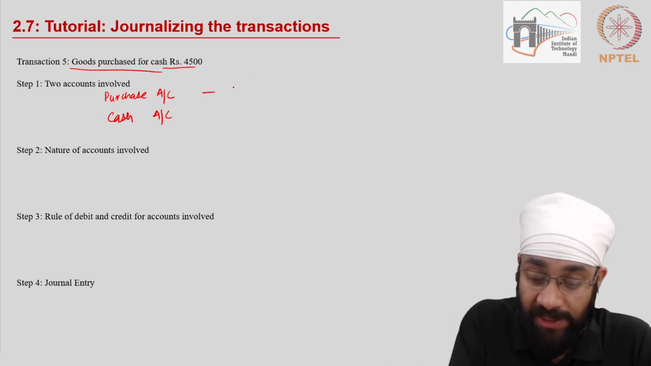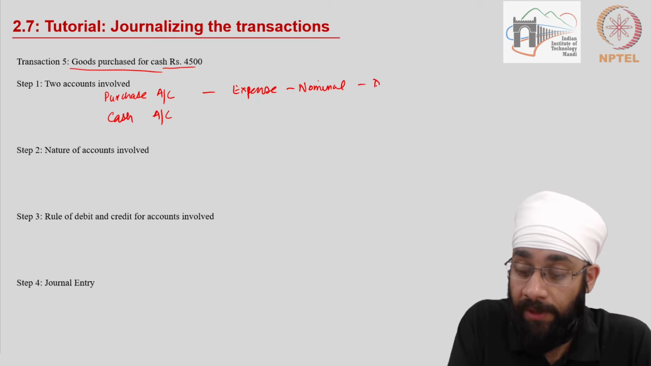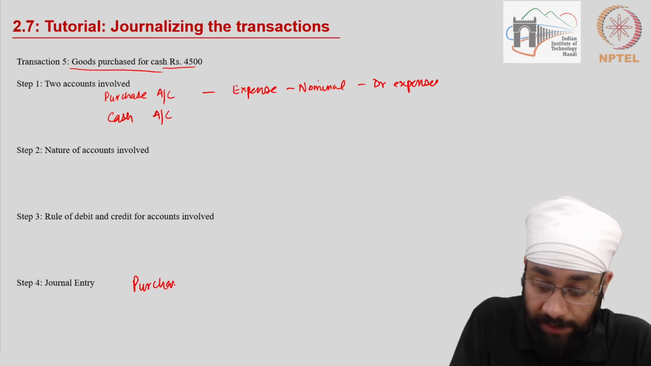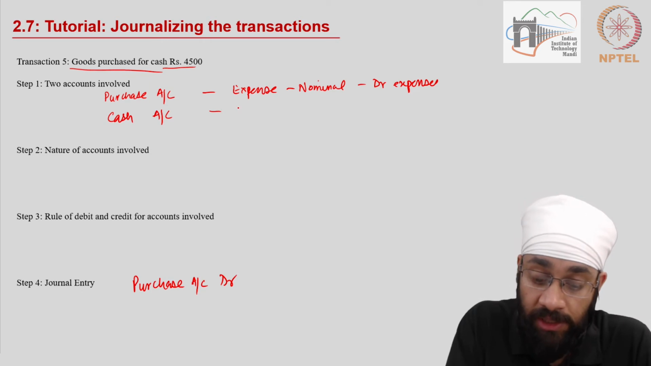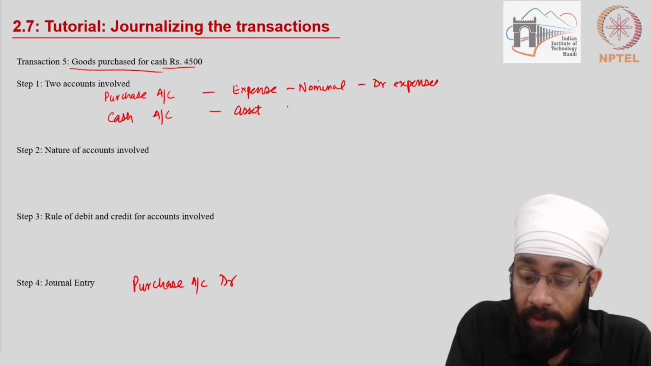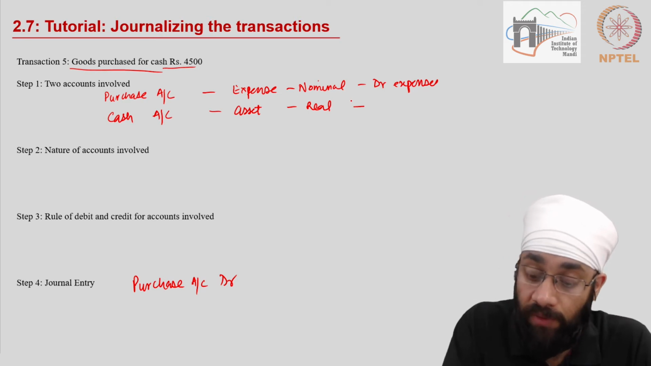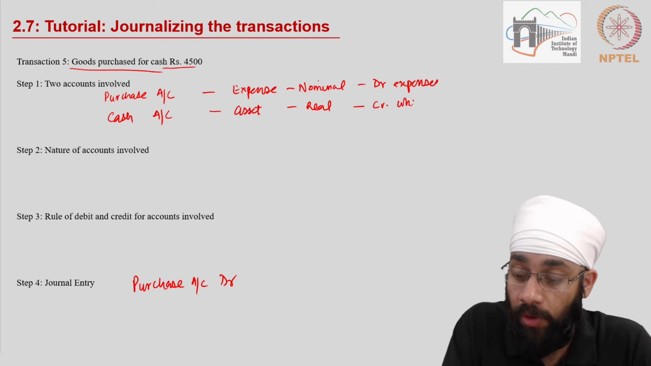Again, purchase is an expense. It is a nominal account and we debit all expenses. So I'm going to write purchase account debit. On the other hand, cash is an asset. Assets are real accounts. Cash is being paid. It is going out of the business. You debit what comes in and you credit what goes out.